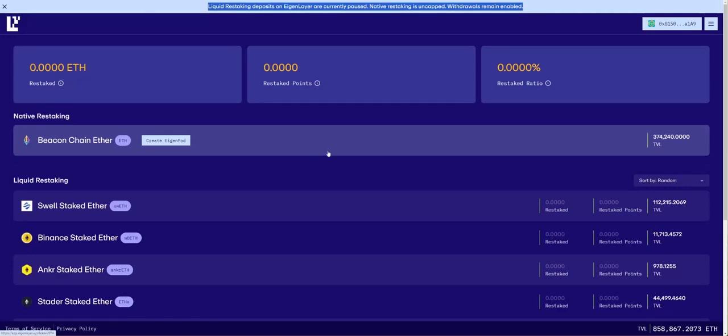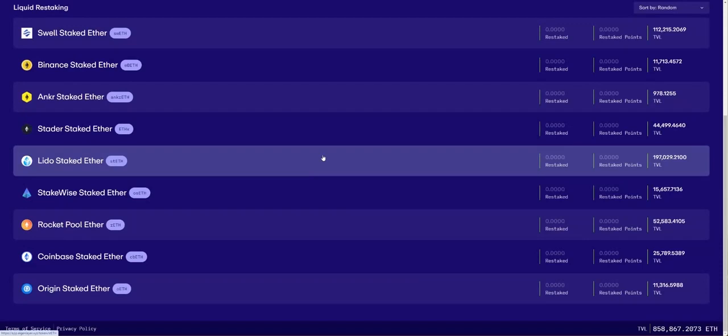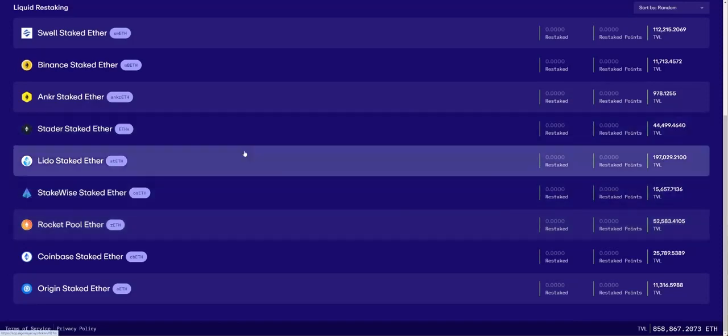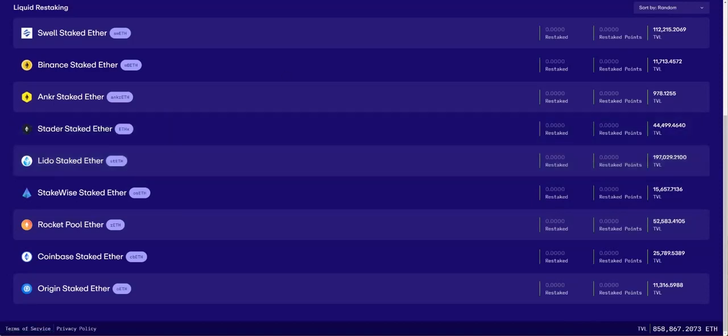There's also LSD LP restaking. Basically, if you have liquid staking tokens that you are then using for liquidity providing, on platforms like Curve, you can restake those. So you're talking about almost a tri-layer restaking mechanism. And then there's also ETH LP restaking. So there's a lot. There's also Superfluid staking.